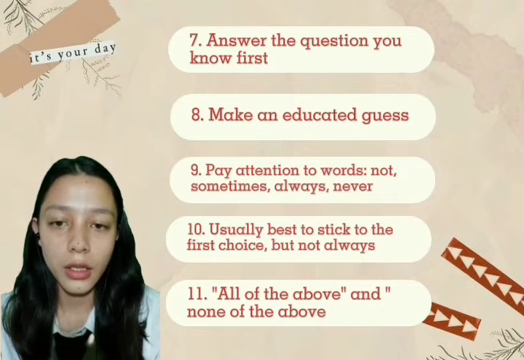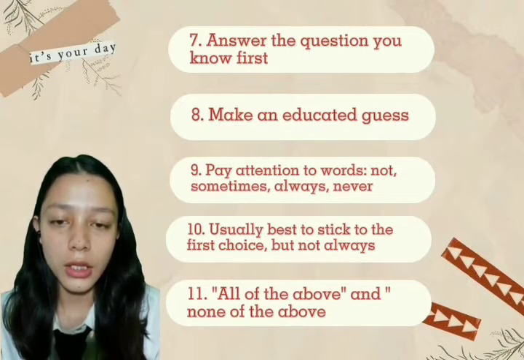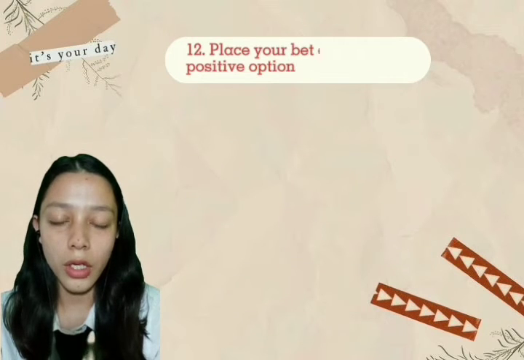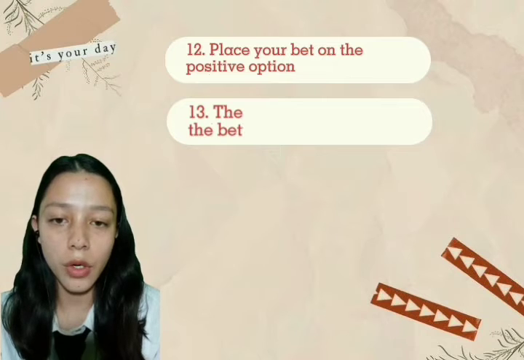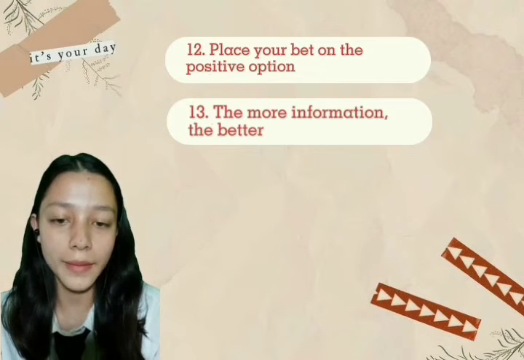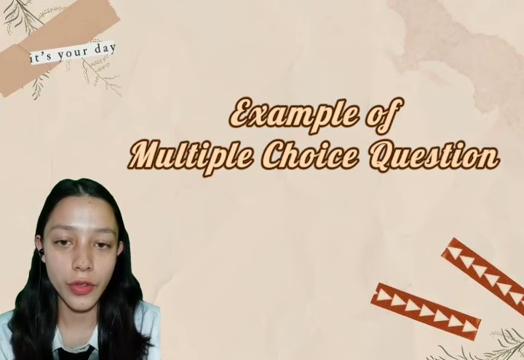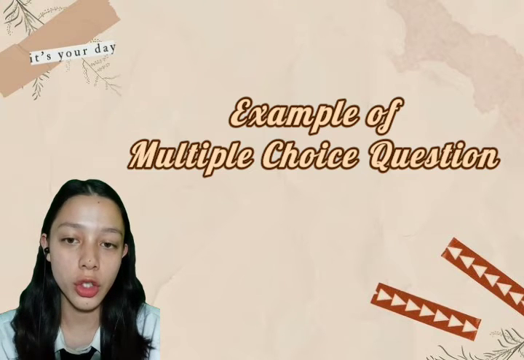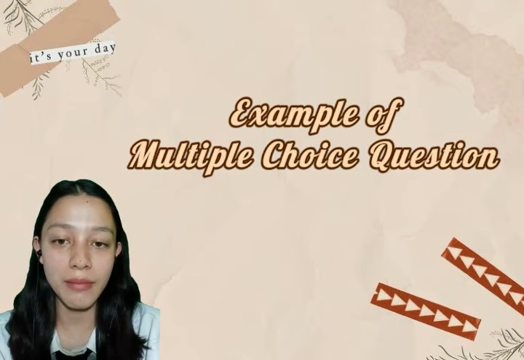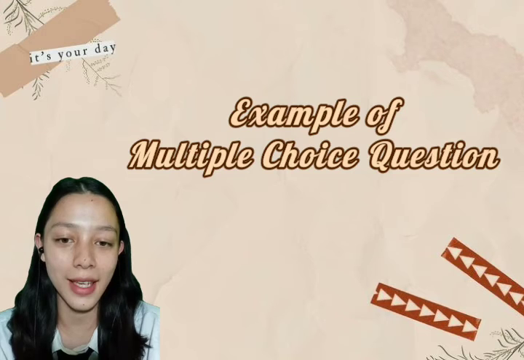And then, when two answers are correct in a multiple choice question with an all of the above option, then it's probably the correct choice. Next, place your bet on the positive option. And the longer, the more informative option is better. And let's move to the example of multiple choice questions that will be explained by Asriani and Dayanti.